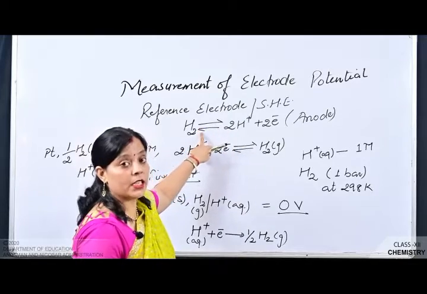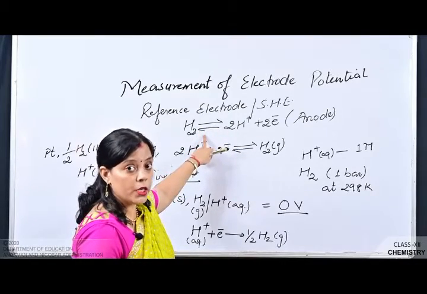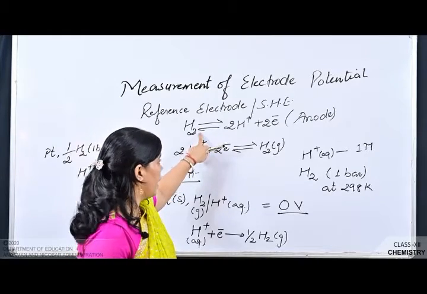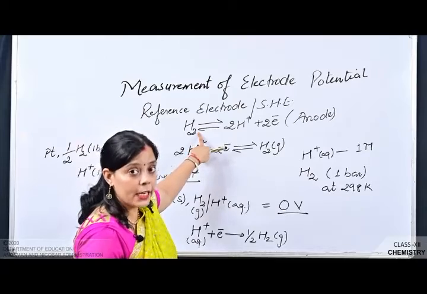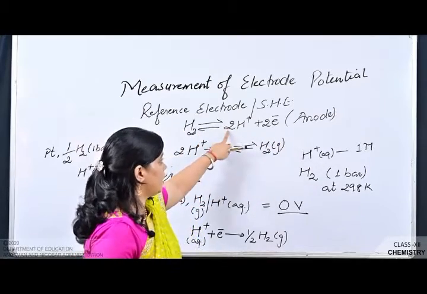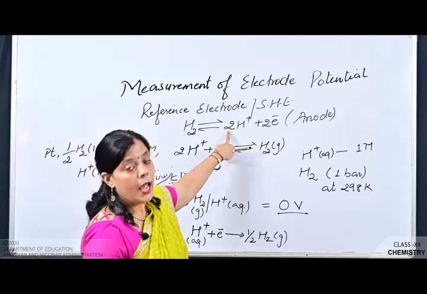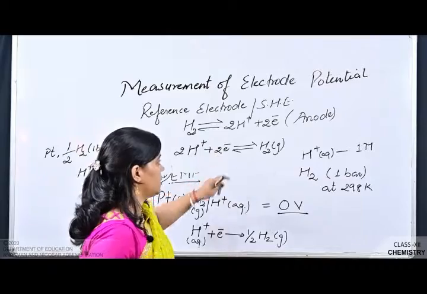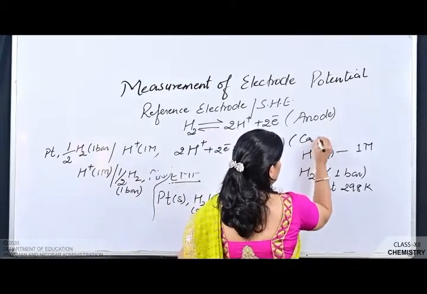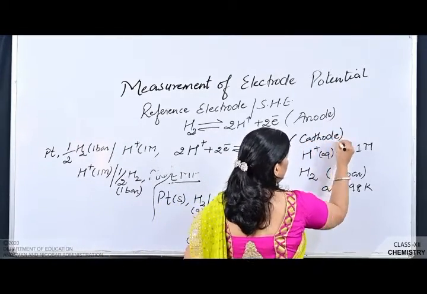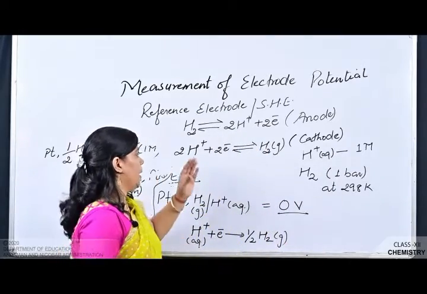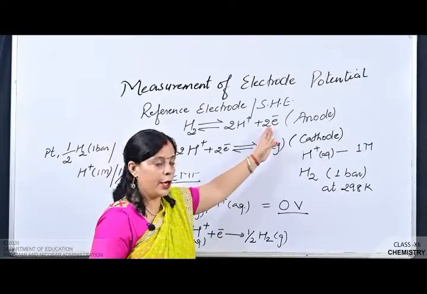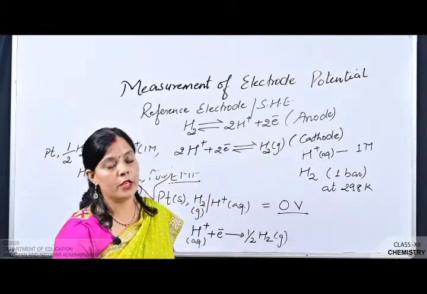So the anodic reaction is this: the hydrogen gas is continuously bubbled through the solution at a pressure of 1 bar and a temperature of 298 Kelvin. This hydrogen gas undergoes oxidation at the anode and gives 2H+ ions, and that H+ ion passes into the aqueous solution of acid. The other reaction takes place at the cathode, where reduction occurs. From the aqueous solution, the H+ ions take the 2 electrons liberated at the anode and are converted into hydrogen gas.